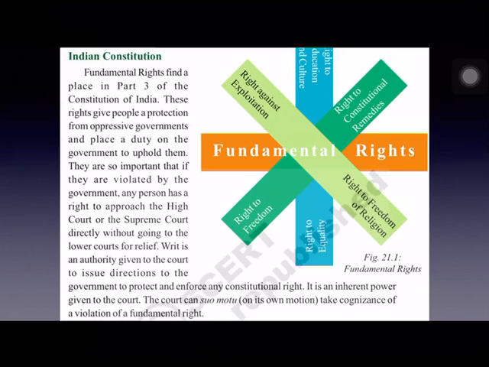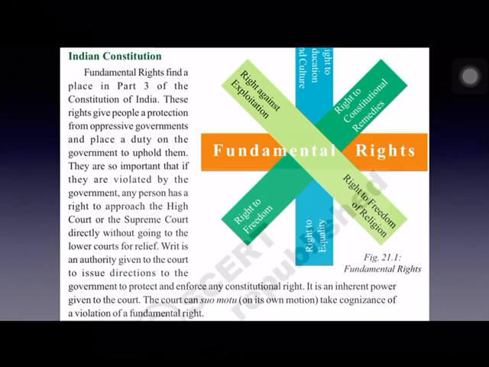The directions given by the court to the government to protect the constitutional rights and to implement these constitutional rights, that is called as writ. Writ is an authority given to the High Court and the Supreme Court to issue directions to the government to protect and enforce any constitutional right. It is an inherent power given to the High Court and Supreme Court.